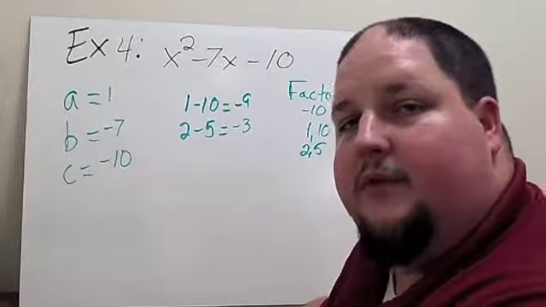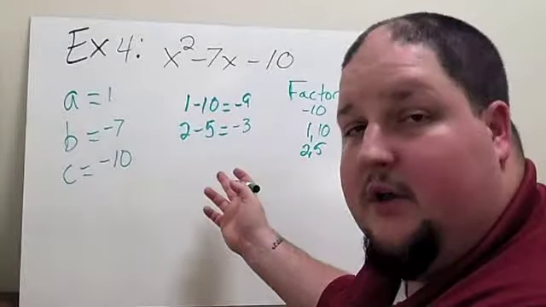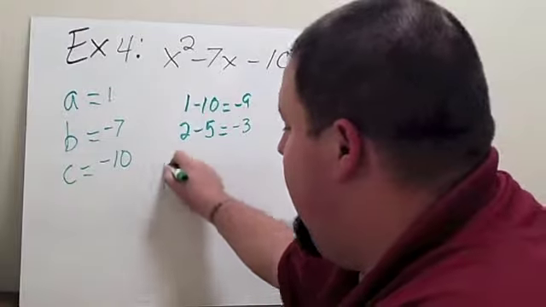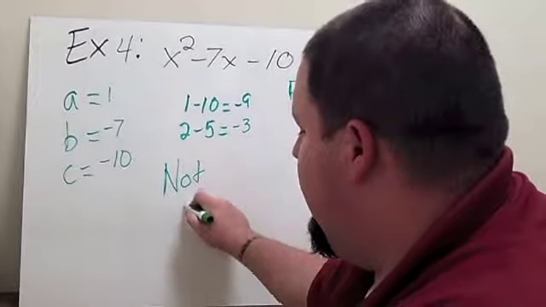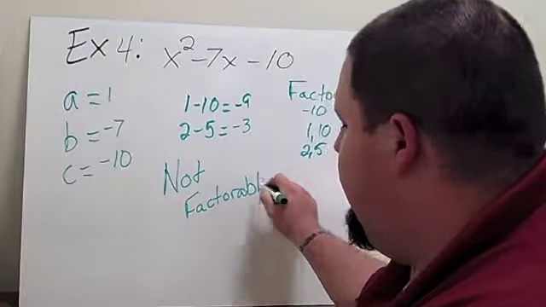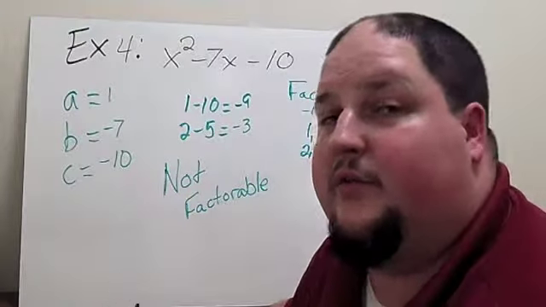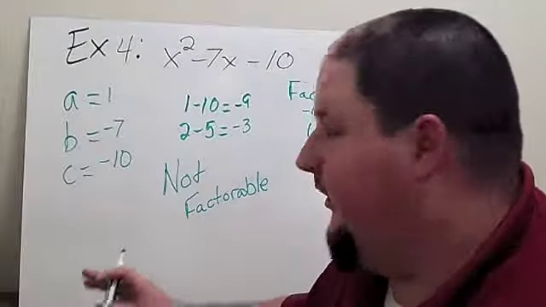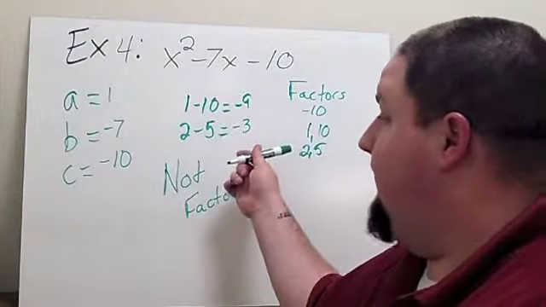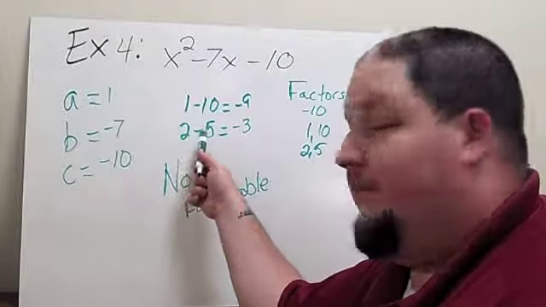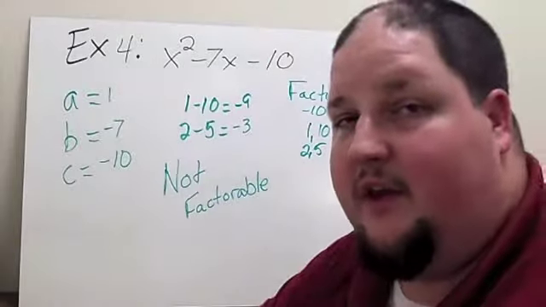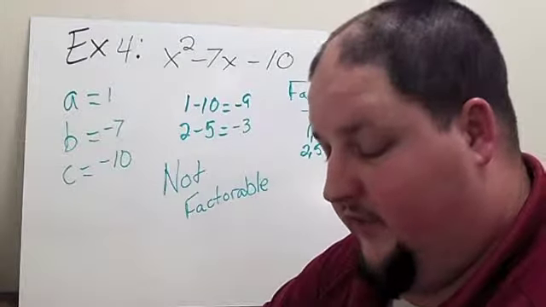Are either one of those negative 7? No. So that means this is not factorable. Okay? This is why we use the quadratic formula later on. This is not a factorable equation. It looks like it might be because 2 and 5, 2 plus 5 gives you 7, but that doesn't add up to negative 10. So you need to be very careful with that.